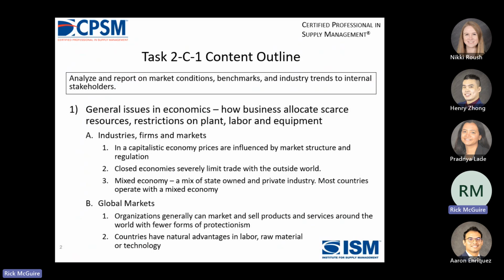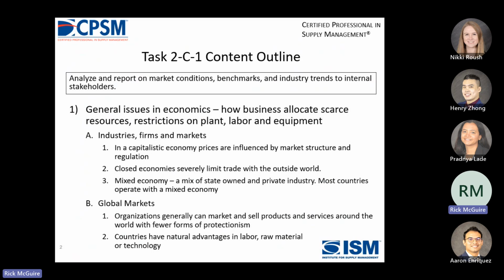Global markets: organizations generally can market and sell products and services around the world. Think of oil. Countries have a natural advantage in labor, raw materials, or technology. So, some of the Asian countries have an advantage in cheap labor. U.S. has an advantage in technology. Russia, raw material, maybe.